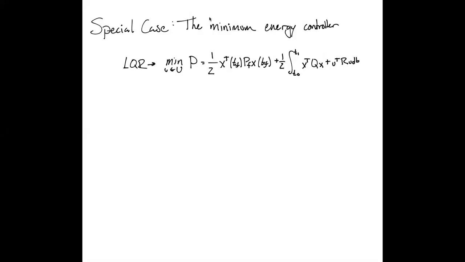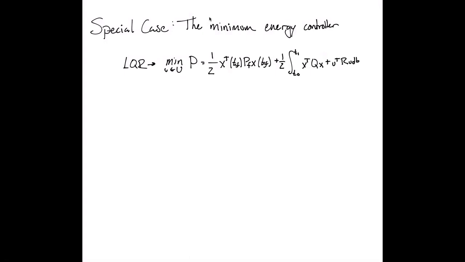Hey guys, so we're going to talk about a specific case of the LQR controller that we derived from last class. In this case, we want to look at the minimum energy controller. And by that, we're going to take the LQR cost function subjected to the dynamics and reduce it down to just the minimum energy controller.